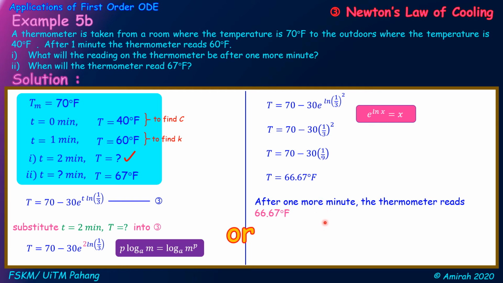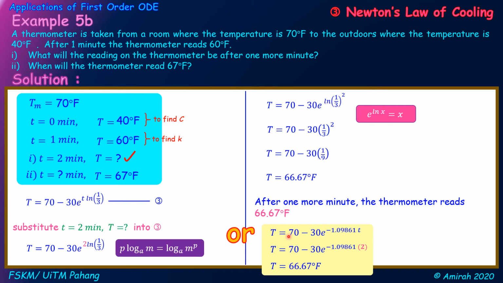Or, let's say we want to use ln 1 over 3 equals negative 1.09861. So we can use temperature equals 70 minus 30 times e to the power of negative 1.09861 times t. In this case, we put t at the back. After that, we replace time equals 2. Then using a calculator, we get this.